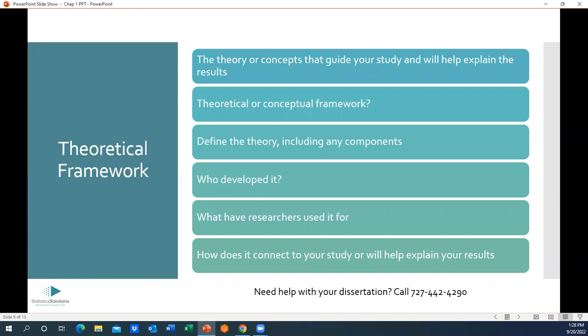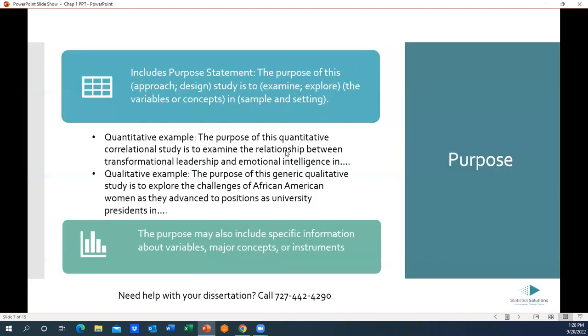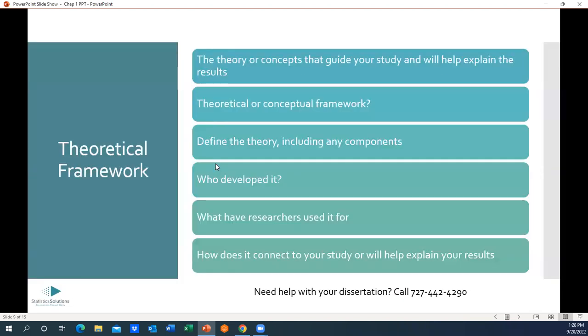So it consists of theory or theories. It depends. Let's just take an example, because this is the best way to talk about it. Let's go back to our purpose statement, the quantitative one. We're going to do a study on transformational leadership and emotional intelligence. Our theoretical framework would consist of the theory of transformational leadership and a theory of emotional intelligence, because those are the factors you're studying.